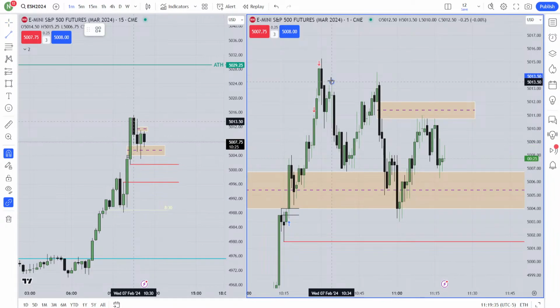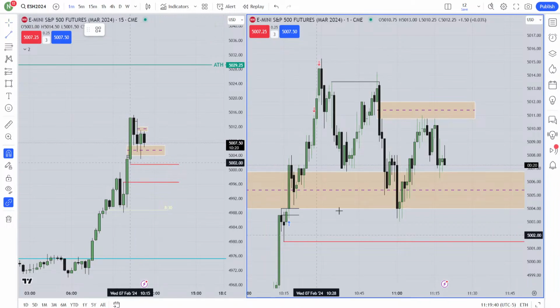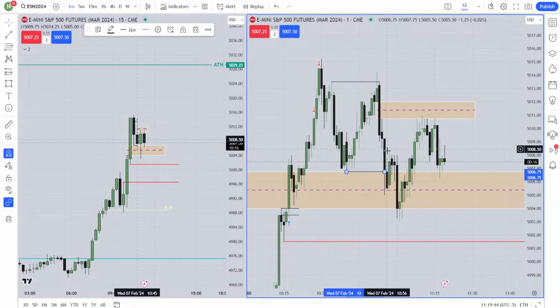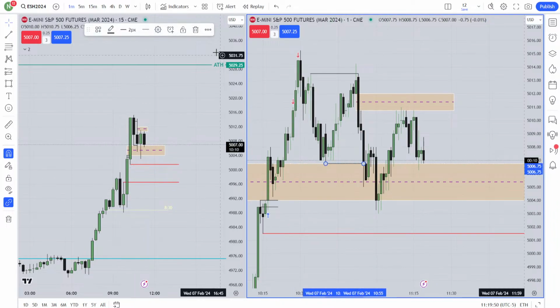Market has taken this buy side liquidity, okay, it has taken the buy side liquidity. There is your market structure shift. This is your breakaway gap, this is your entry gap. You will take your sell over there, you will go for the sell. So this is one type of entry.